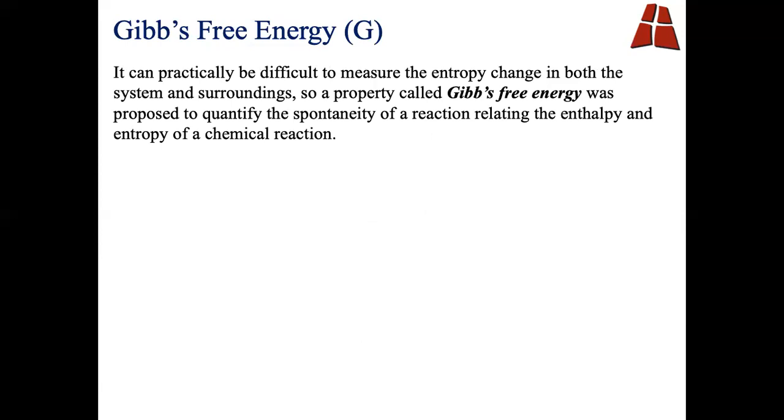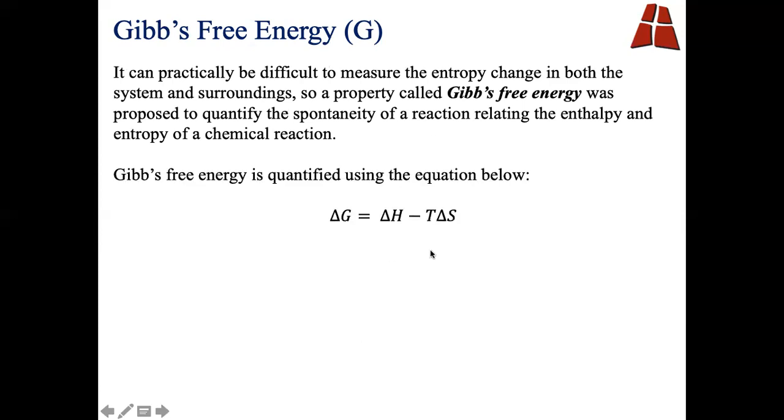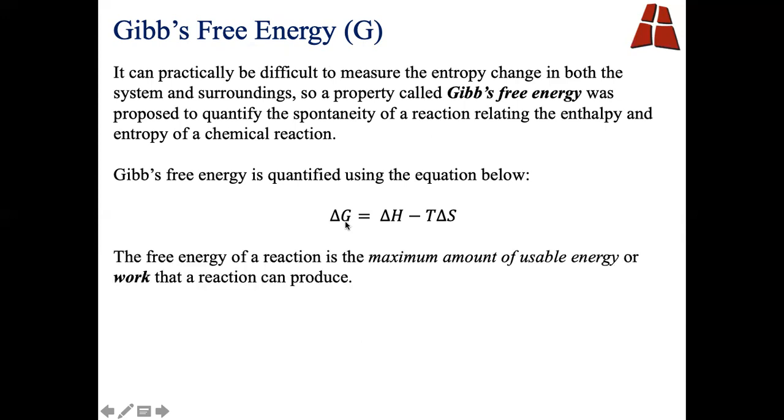The Gibbs free energy is essentially a measure of the spontaneity of a reaction. It combines our enthalpy term, delta H, and the entropy of a system, and it is defined as the Gibbs free energy here. If we were to define what the free energy practically means, it is the maximum amount of usable energy, which could also be defined as the work that a reaction can produce.